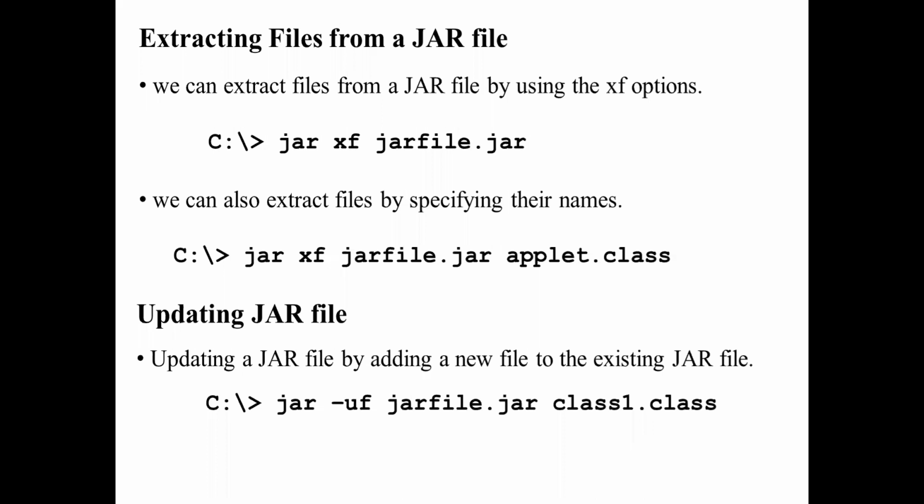Then there is how to update the jar file: updating the jar file by adding a new file to the existing jar file. So I have a file, and I have to add more files to that particular jar file, which means updating the jar file. So how do we use it? The syntax is jar -uf jar file dot jar. I have to add one more new file, that is class one dot class.